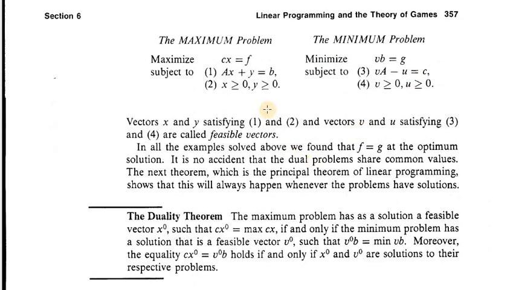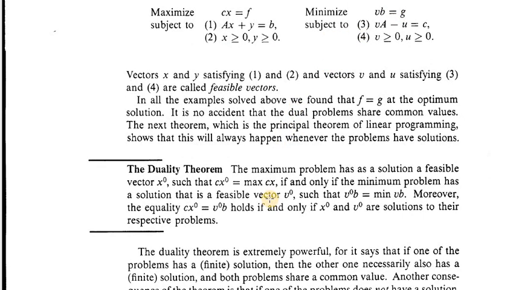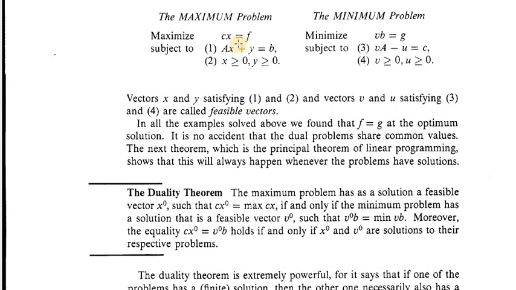All right. Now it turns out that when you have these two problems using the same matrix A and the same vector C, same vector B, in fact, the solution of the maximum is equal to the solution of the minimum. So that's what's stated down here, that the solution to these two equations actually give the very same value.